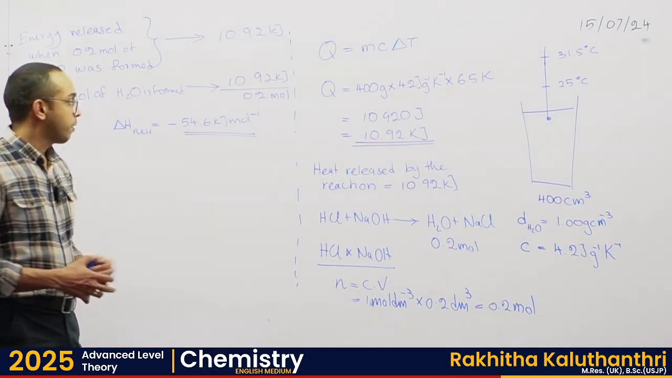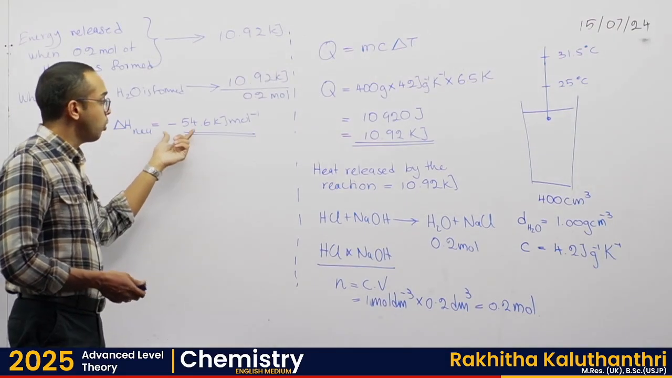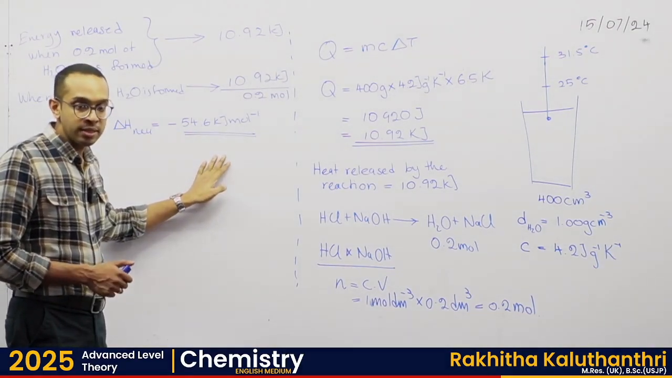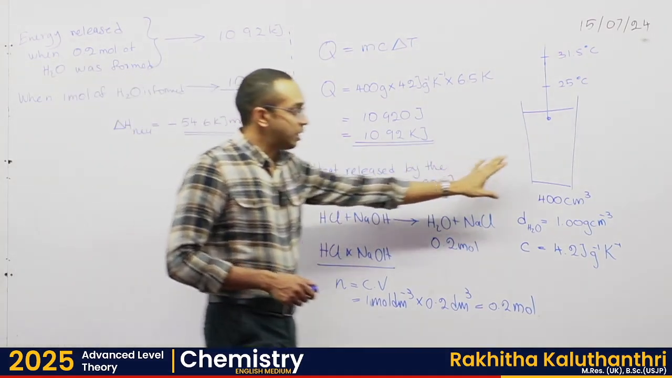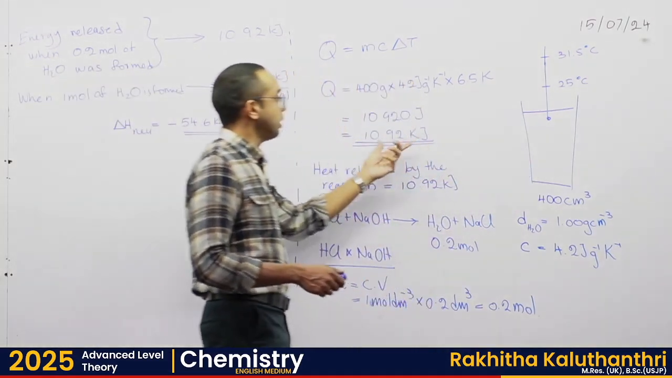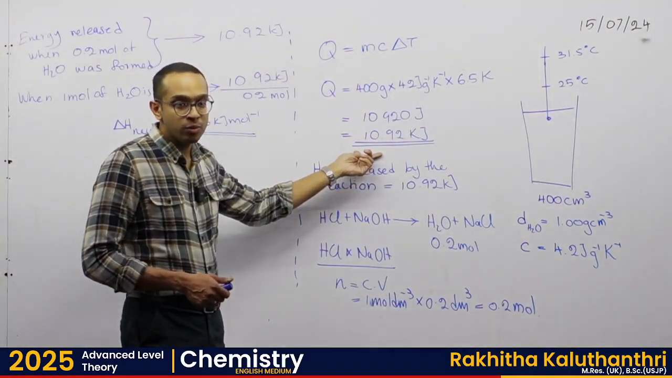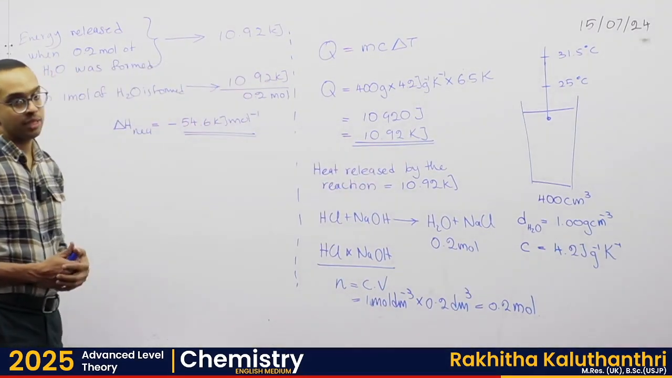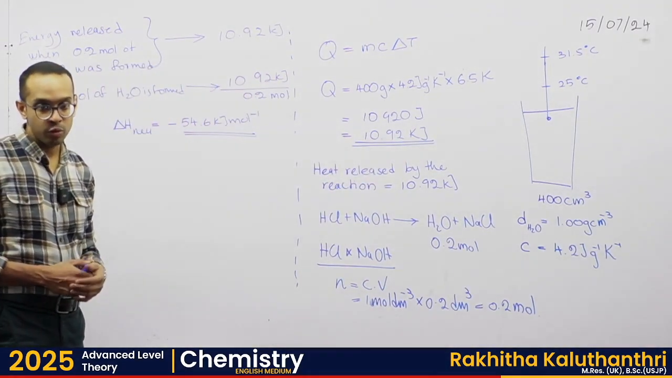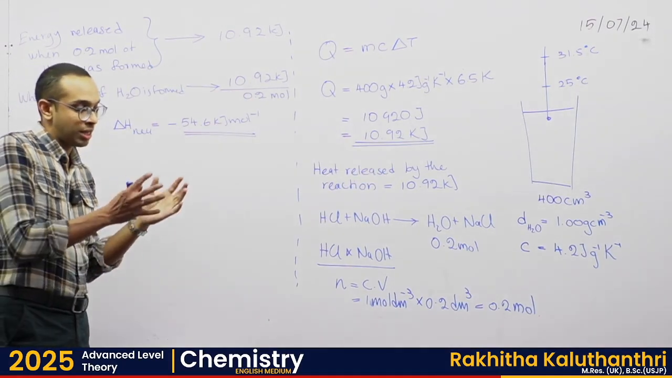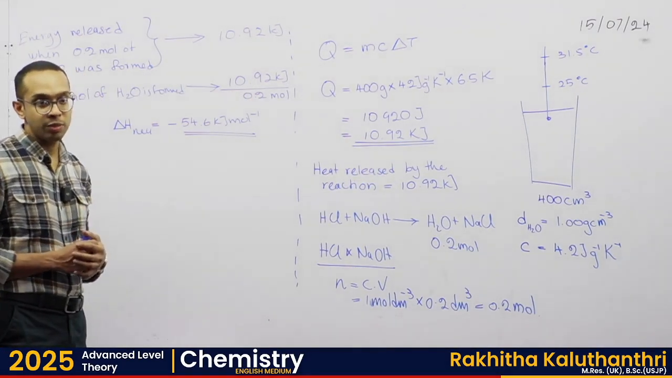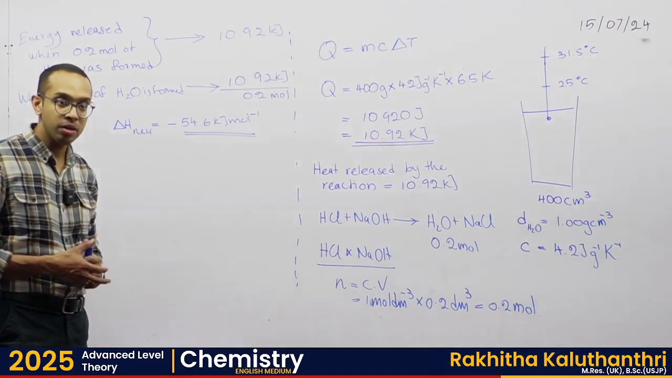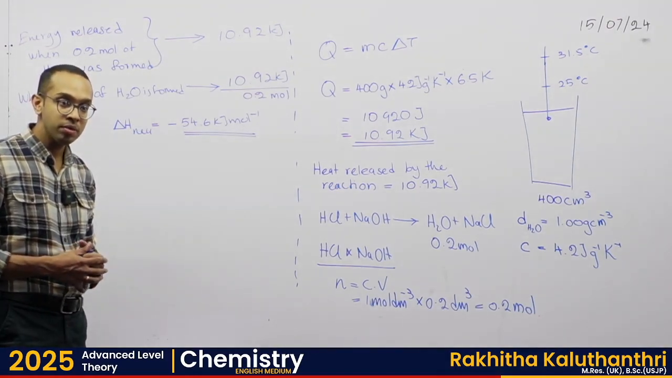Yes, you can write the delta H neutralization value will be a smaller negative value than minus 54.6. Why? When heat is lost, the recorded Q value will be smaller. When that happens, the delta H neutralization value will be smaller. So heat is released to the environment, so it is not captured in our calculations. Is it understood? I didn't mention the negative part, and I said it is greater than that.